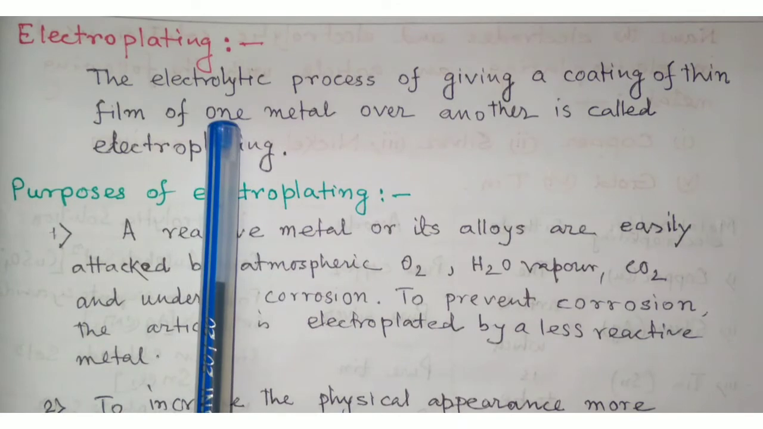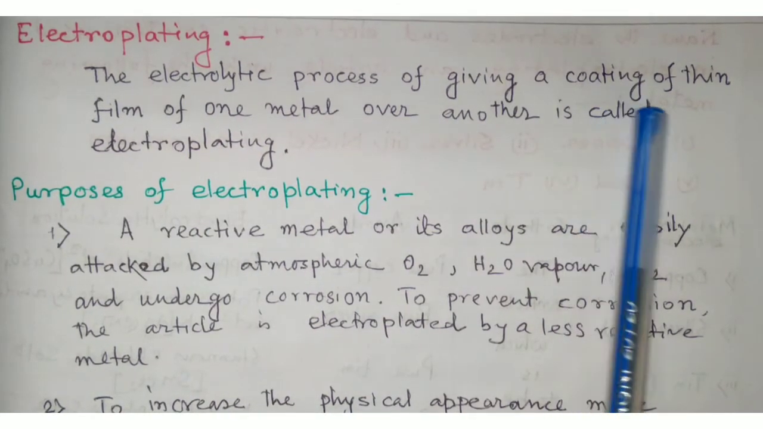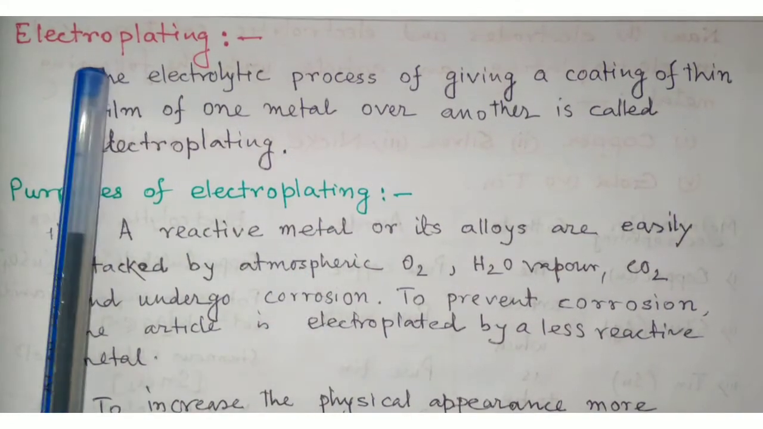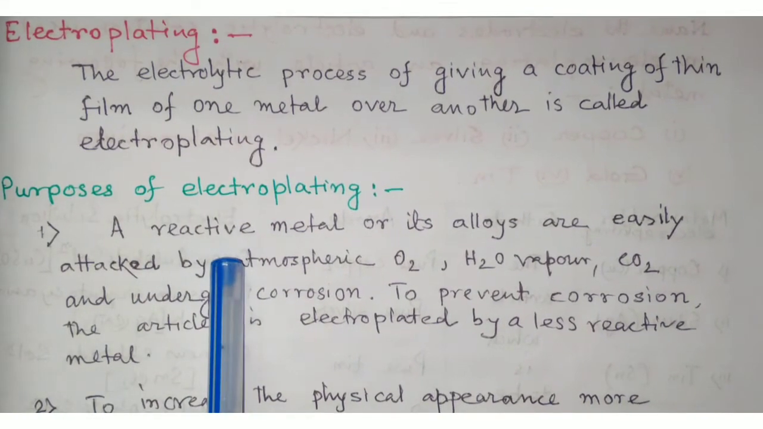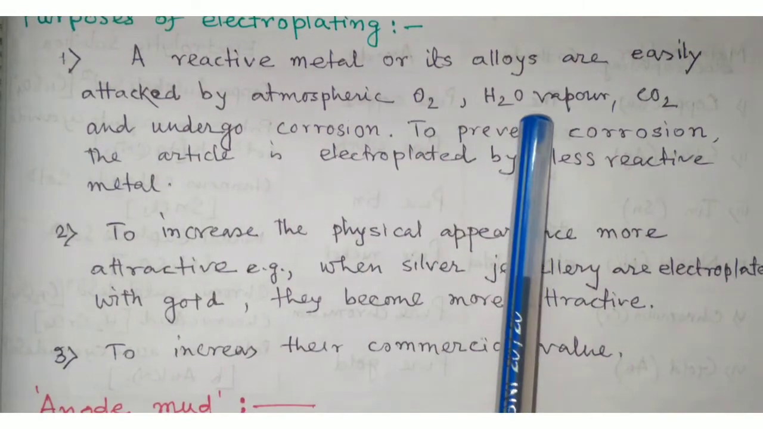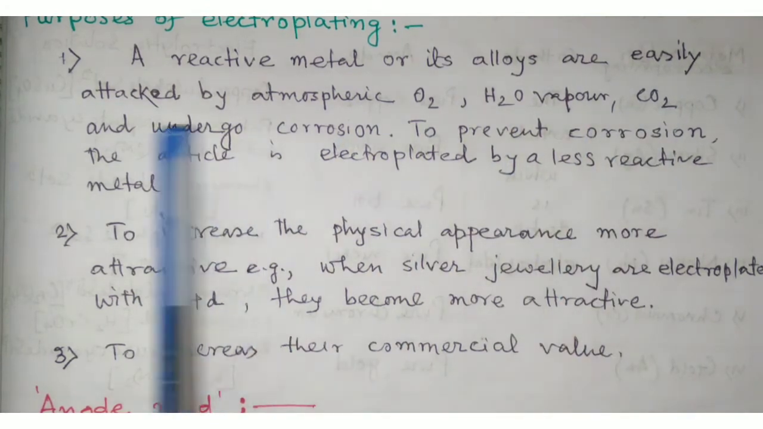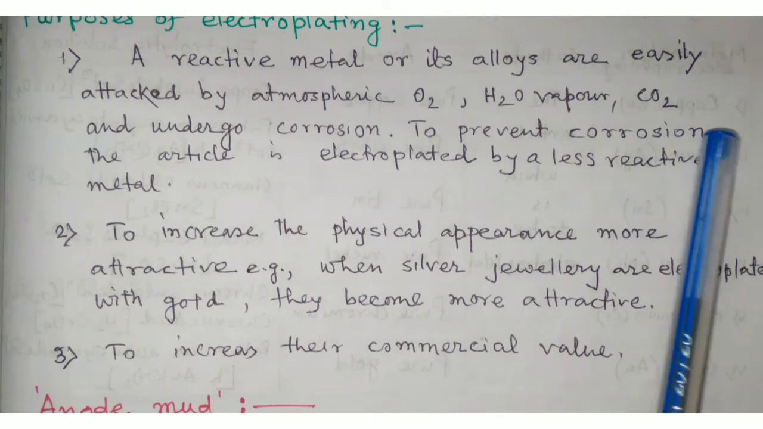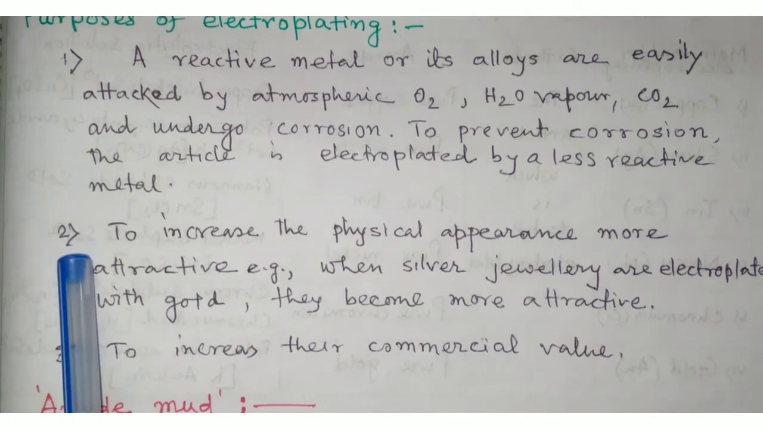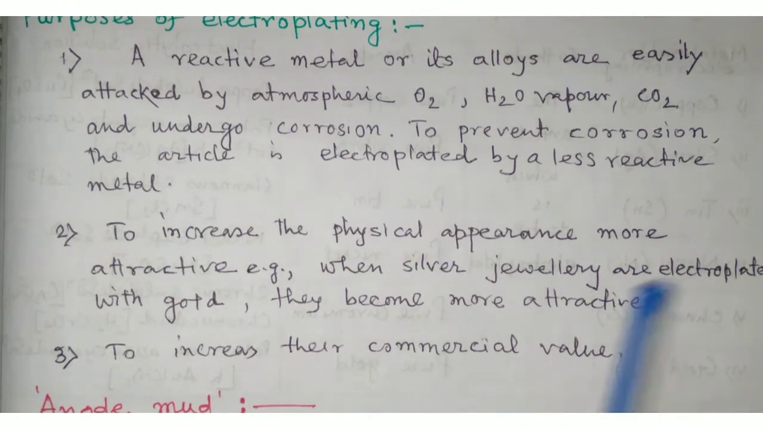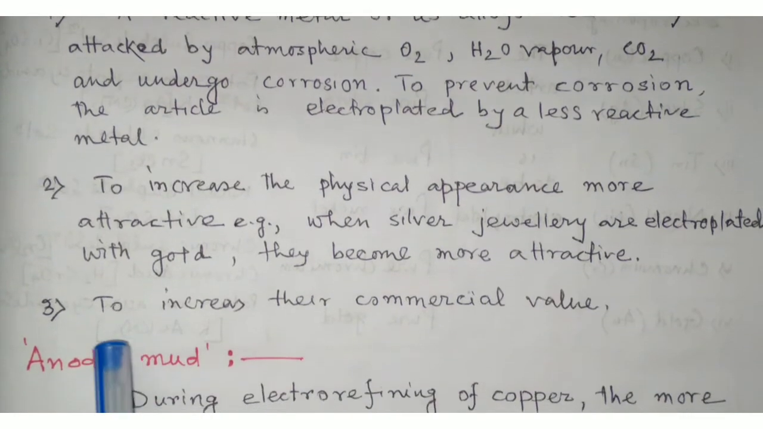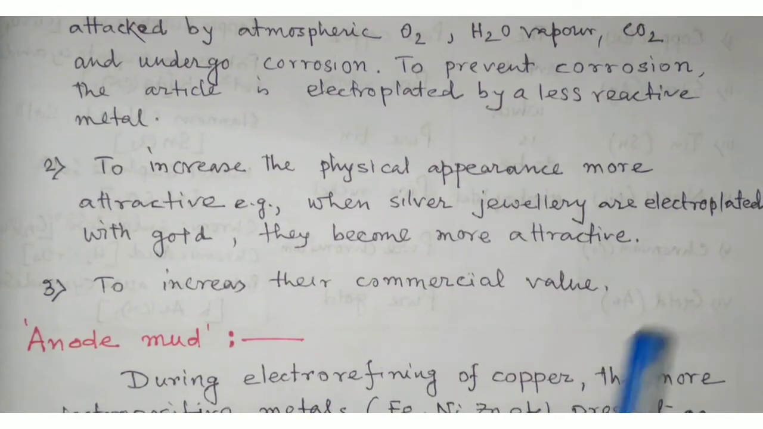Now, what is electroplating? The electrolytic process of giving a coating of a thin film of one metal over another is called electroplating. What is the purpose of electroplating? Number one, a reactive metal or its alloy is easily attacked by atmospheric oxygen, water vapor, and carbon dioxide, and undergoes corrosion. To prevent corrosion, the article is electroplated by a less reactive metal. Number two, to make the physical appearance more attractive. For example, when silver jewelry is electroplated with gold, it becomes more attractive. And the last one is to increase their commercial value.